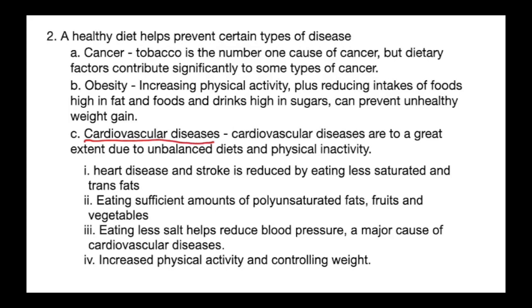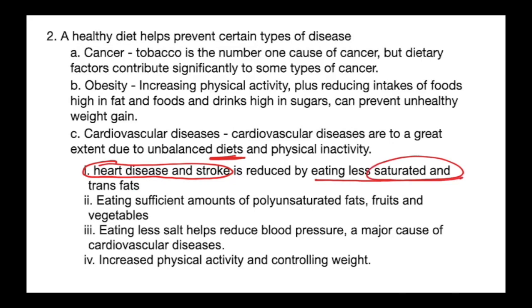Cardiovascular disease, heart disease. To a great extent, these are caused by unbalanced diets and a low amount of physical activity. Okay, so we know that diets affect heart disease. So it says here, heart disease and stroke. Heart disease can be reduced by eating less saturated fats and trans fats. You could also eat sufficient amounts of unsaturated fats and fruits and vegetables.